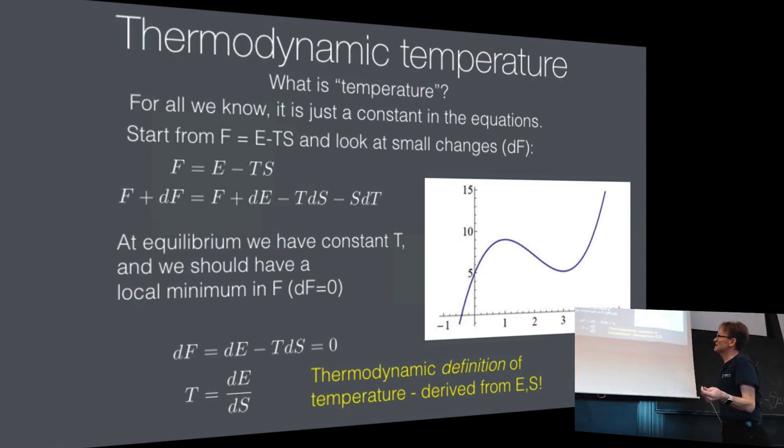Yes? How did an equilibrium in F give that T must be constant? So at equilibrium, the properties of a system are not changing. If the temperature keeps increasing, we're not at equilibrium, because something in the system is changing.